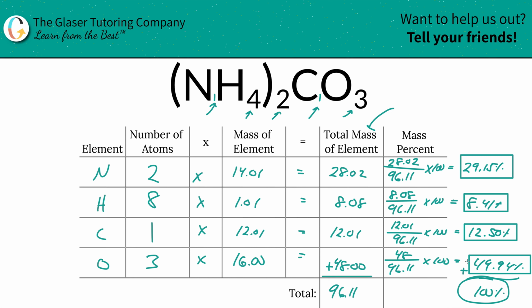And that's all there is to it. Now you know how to find the mass percents of every single element inside of ammonium carbonate. And by the way, this process is not exclusive to ammonium carbonate. You can use this process on any problem you like that you need to solve mass percent for, of any compound. Thanks for watching.